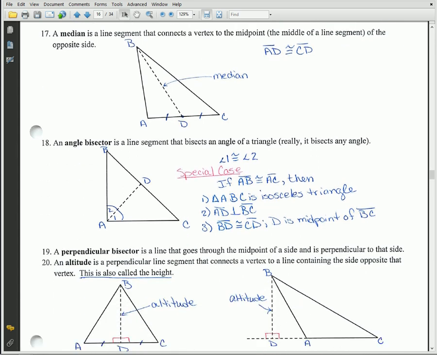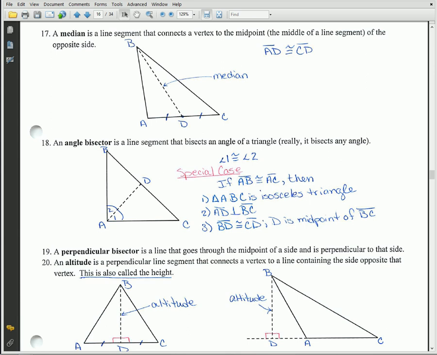And a median is a line segment that connects the vertex to the midpoint, which is the middle of the other side. This is not always perpendicular. It is only perpendicular if my triangle is equilateral, or isosceles and I'm at that particular vertex. And there's a picture, and we will use medians a lot when we get into the appendix material, which is the next set of material.